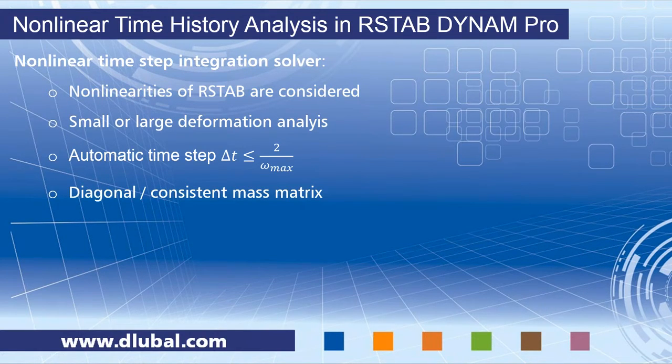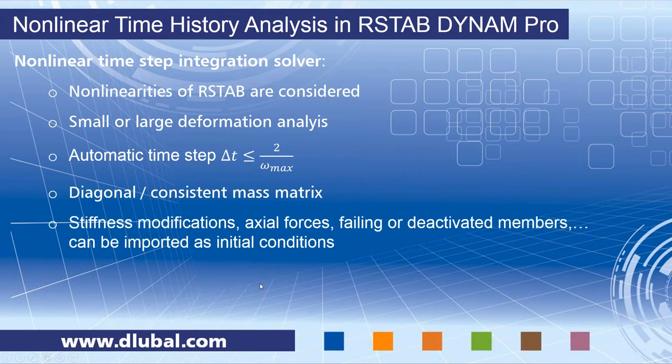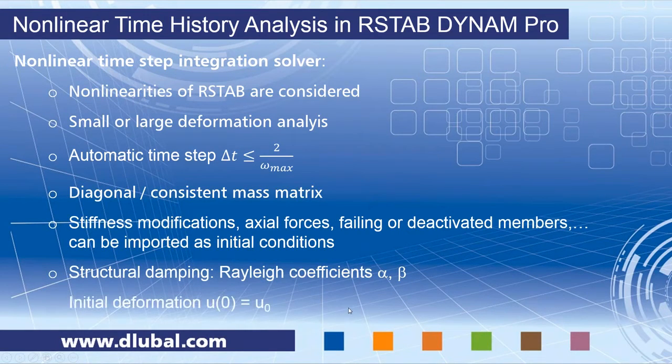As with all the other time integration solvers, you define the mass matrix and you have the stiffness modifications available. Again, it is the Rayleigh coefficients that are used, and you can also define initial deformations. The user interface of linear and nonlinear time history analysis is basically the same. It's just the solver that is added when you have the add-on module nonlinear time history.